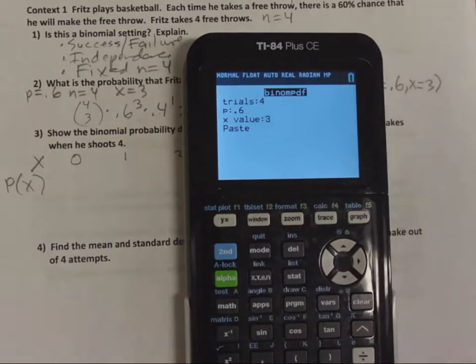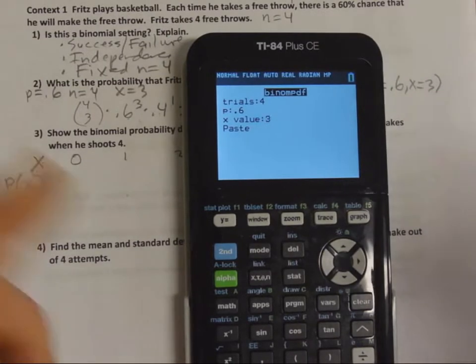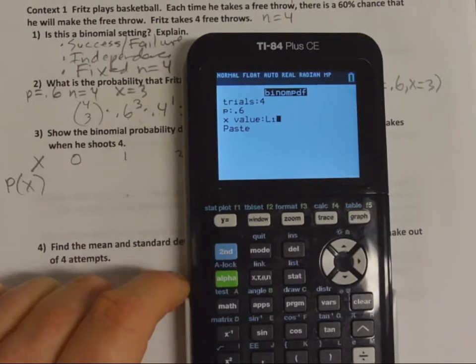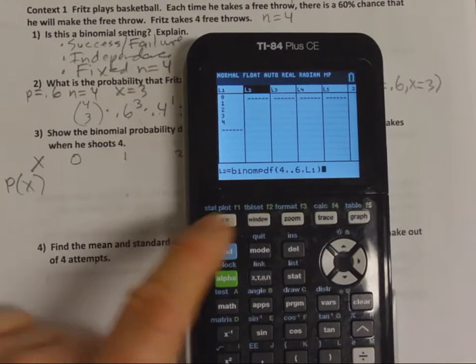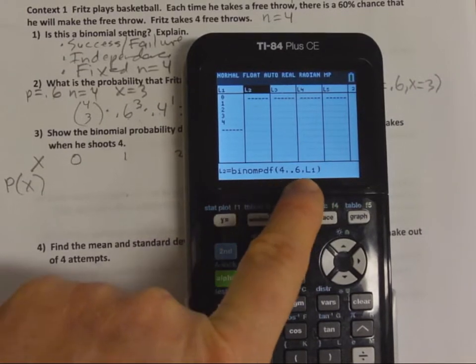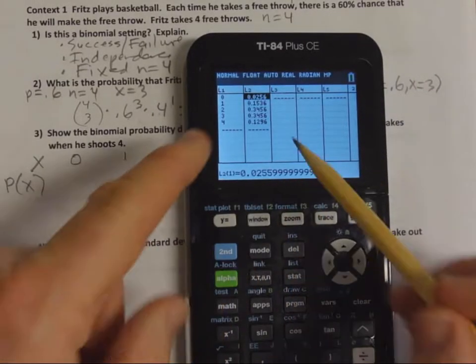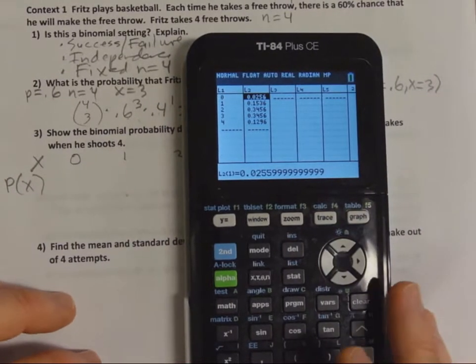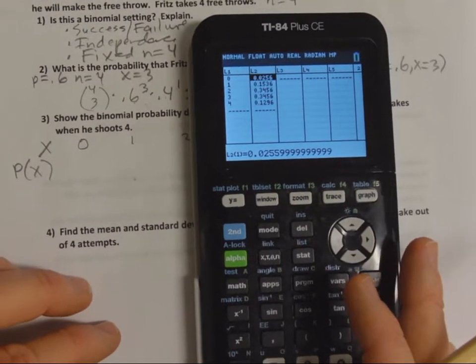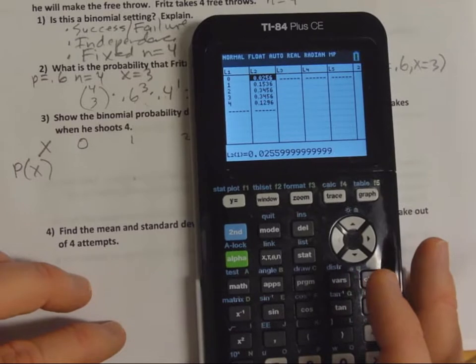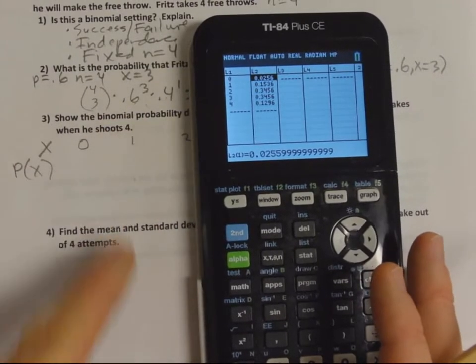The x value, I just put all the x values in list 1. So I do second list 1 and hit enter. And there it is in the command line right there. And I hit enter and it lists all of the binomial probabilities for me. That is so much easier than just using the formula by hand.